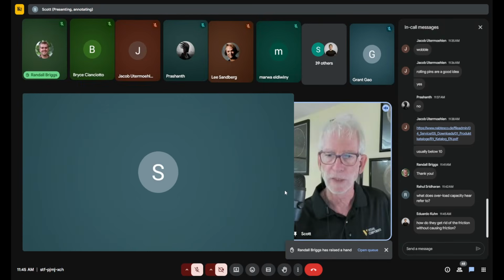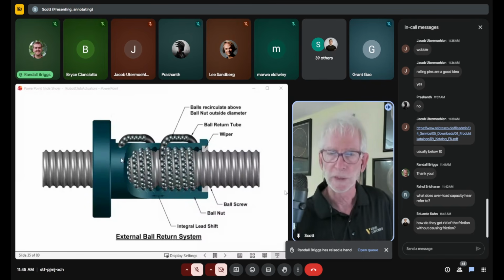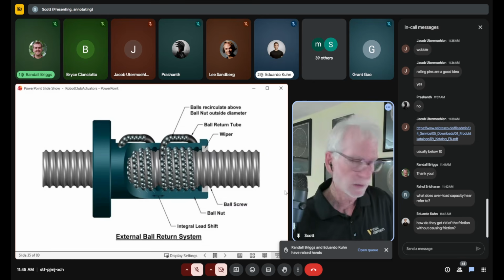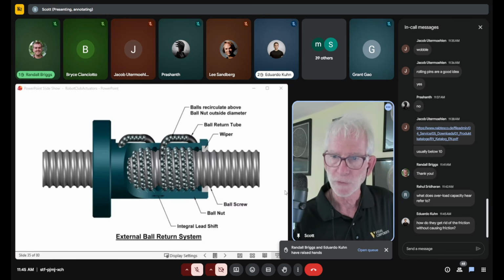Okay, so again, if we look at what's going on in the ball screw now, we can see that there's ball bearings that are just circulating around. Again, it's basically a moving ball bearing, is the way to think of it.